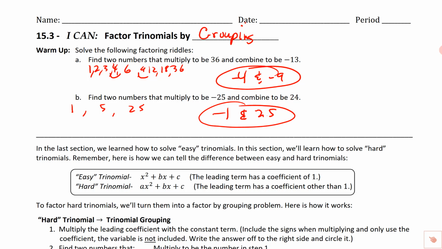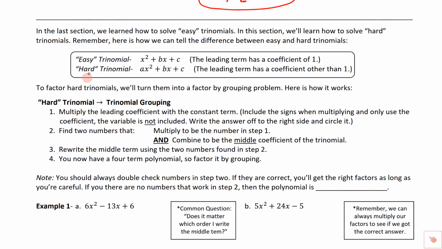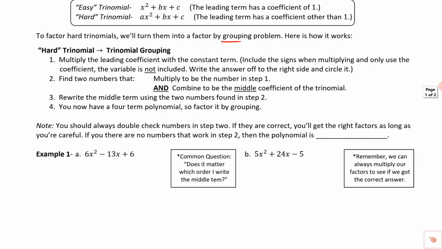So remember, in the last section, we talked about how we can factor easy trinomials. And in this section, we're going to do the hard trinomials. And again, remember the difference. Easy ones have a coefficient in front that's just a 1. Hard trinomials have a coefficient in front that's not a 1. It's something other than that, a 2, a 5, a negative 15, whatever it happens to be. So with factoring trinomials that are the hard type, we're going to use grouping. So this is going to be called the grouping method, and here's how it works.